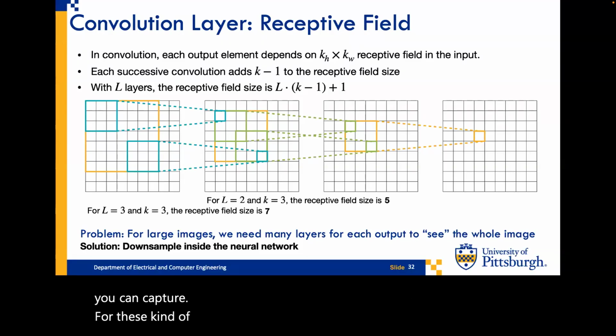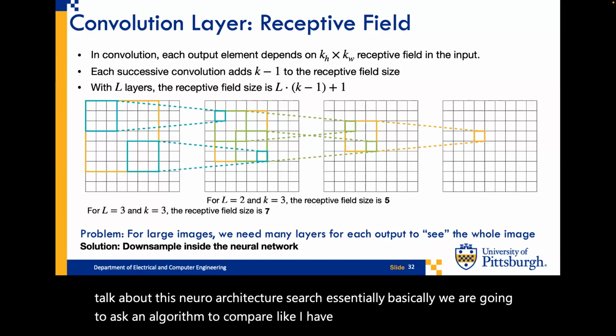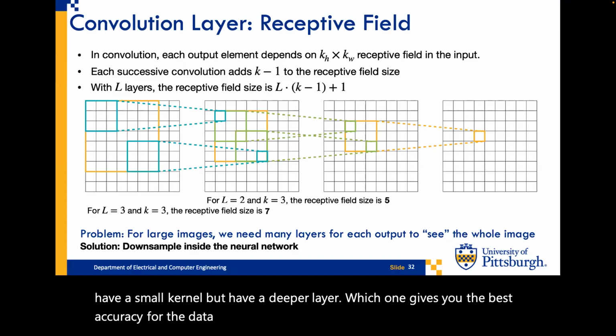Later we are going to talk about neural architecture search. Basically, we are going to ask an algorithm to compare: I have a bigger but shallower layer, or a small kernel but a deeper layer. Which one gives you the best accuracy for the data set? So stay tuned for that. Yeah, but that's the idea.